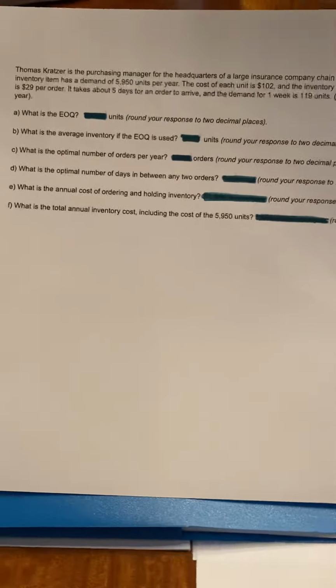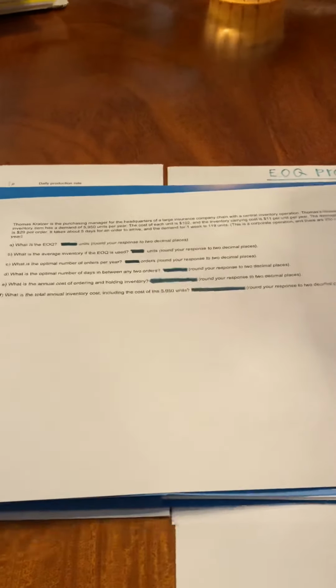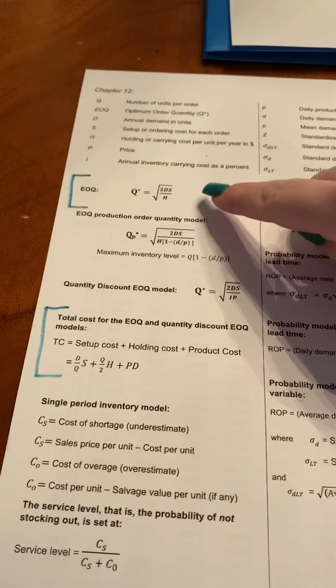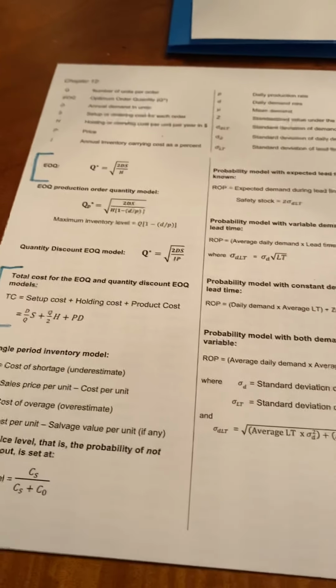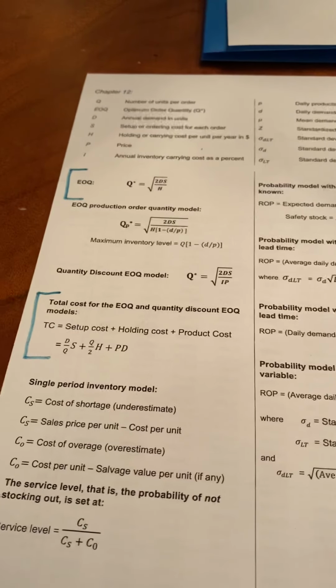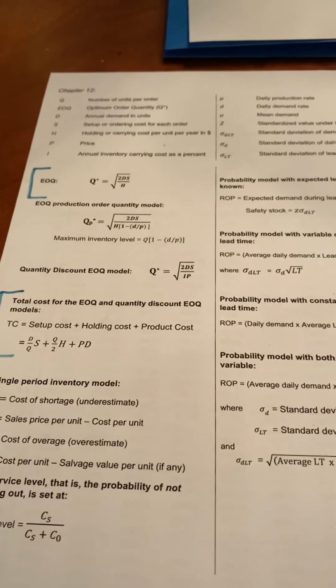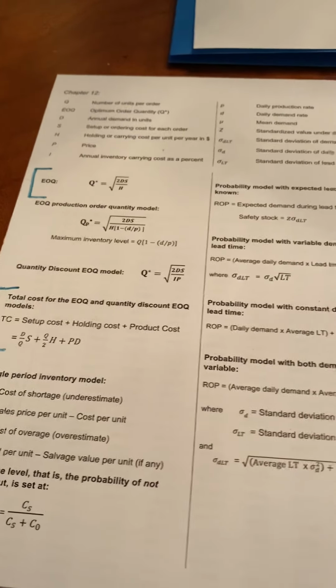The first one being, what is the EOQ? So first of all, we have to decide which formula to use. If you go to the formula sheet, you will obviously use the first EOQ formula because otherwise we would be using the production order quantity model, and the problem never mentioned anything about production or manufacturing any items.